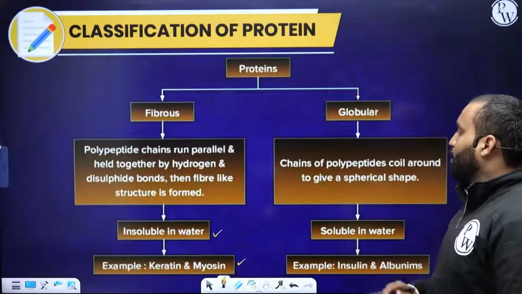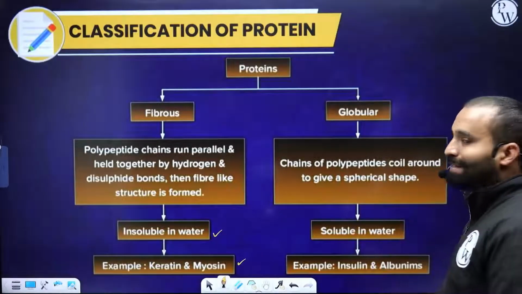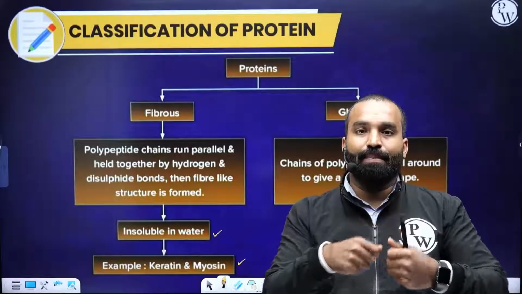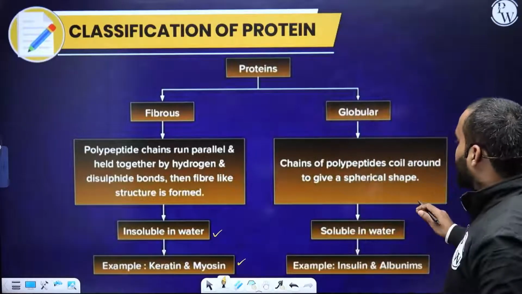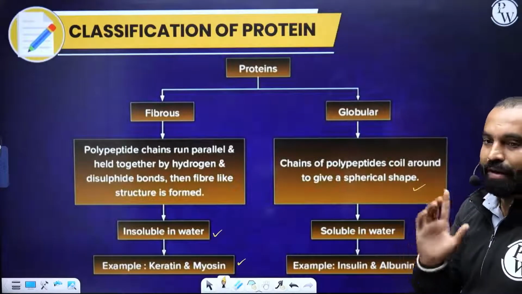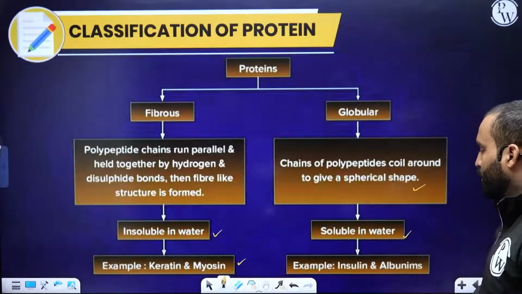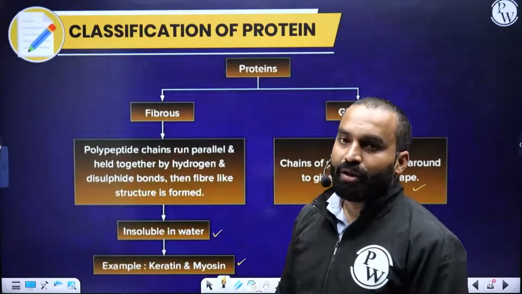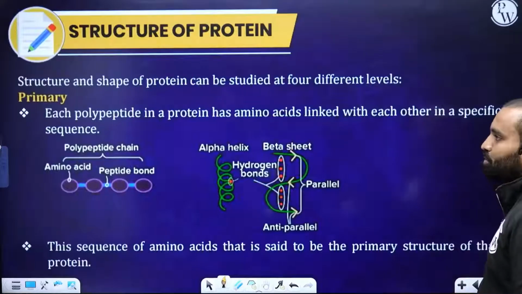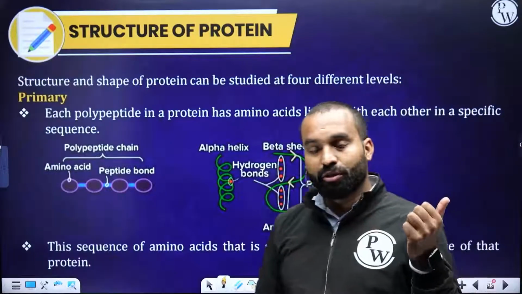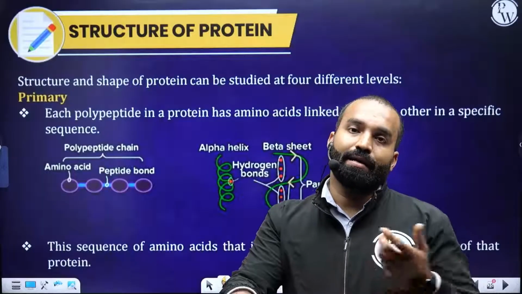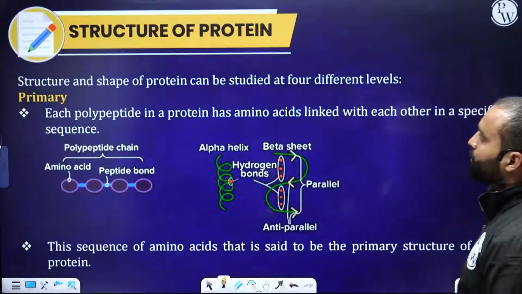On the other hand, globular proteins are chains of polypeptides. They are coiled together, just like a spring. They are coiled together, one over the other, just like a braid. They are coiled around each other to give a spherical shape. And it is soluble in water. For example, insulin and albumin. You know insulin. Some people take insulin shots, right? Those are water soluble. Now you can remember insulin shots are taken, and that goes via blood and gets delivered to the desired position.